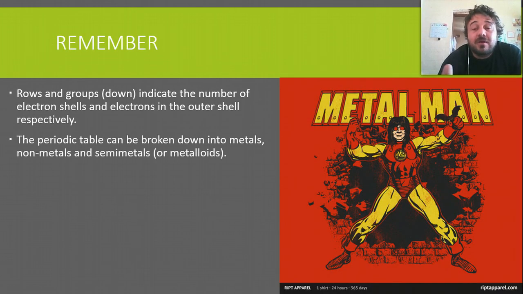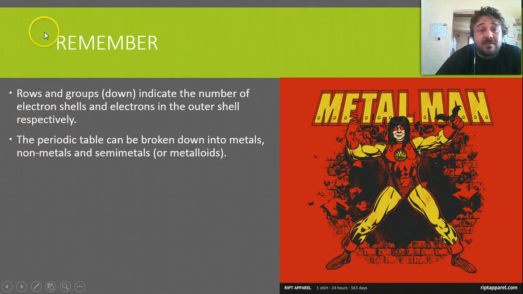Okay, so what you should already know is that rows, which we call periods, and groups, which are the columns, indicate the number of electron shells and electrons in the outer shell respectively. We should have that still from year 9. The periodic table can be broken down into metals and non-metals and semi-metals, or metalloids. While we're at it, what that means is that helium, which is in period 1 and group 1, has 1 electron shell and 1 electron in that outer shell.